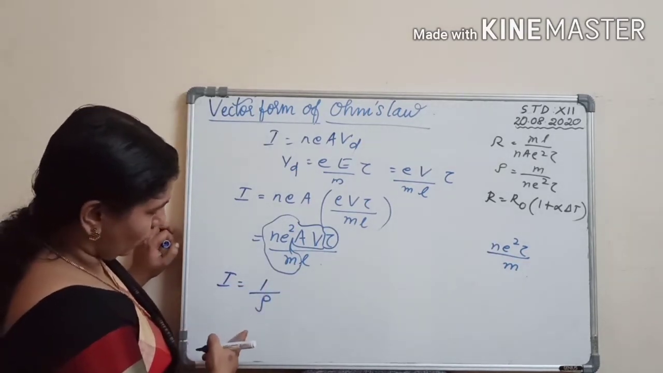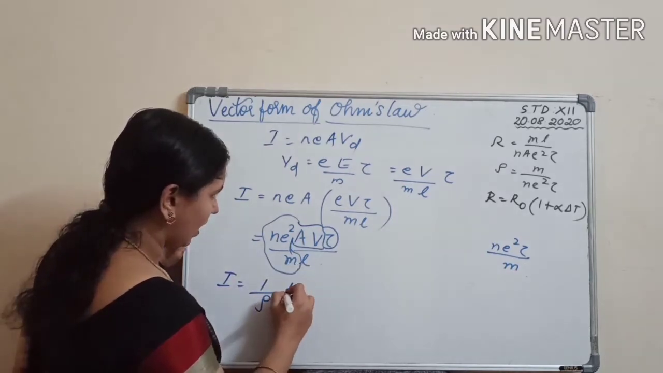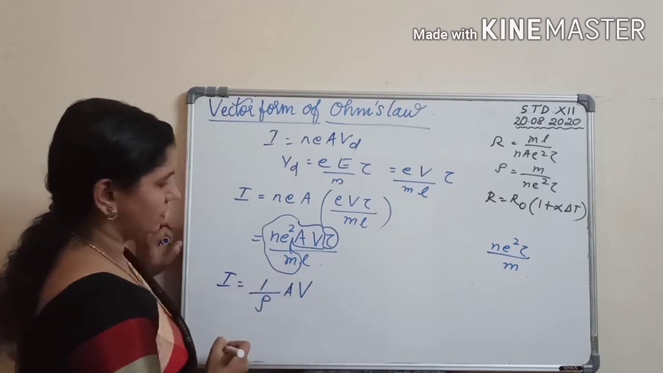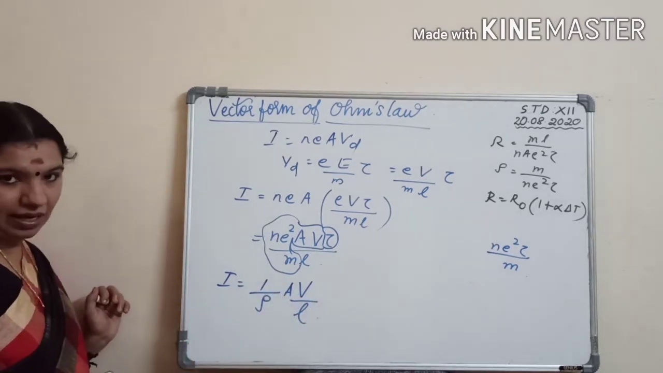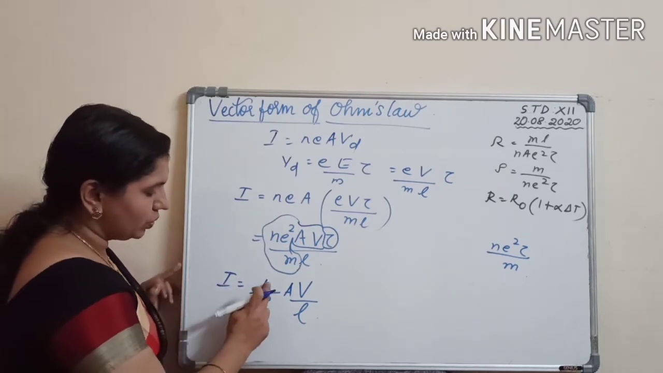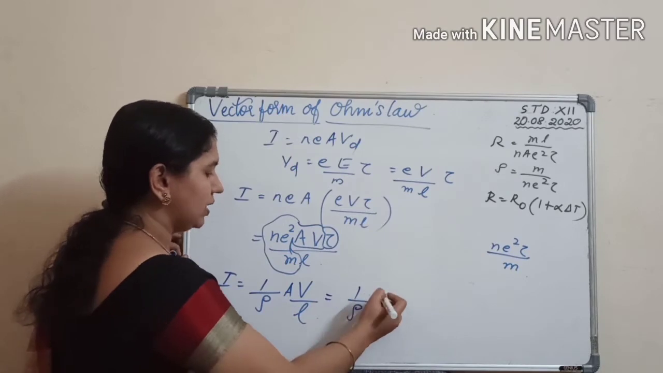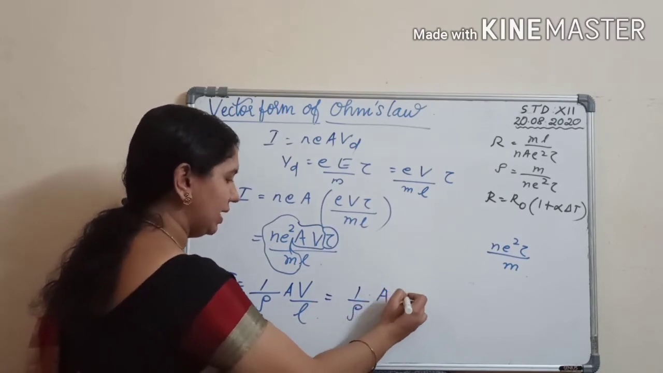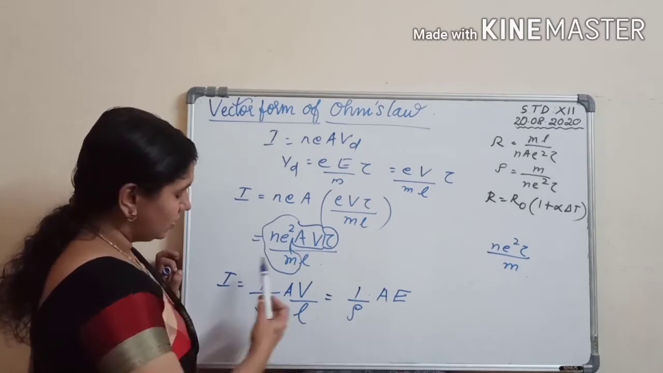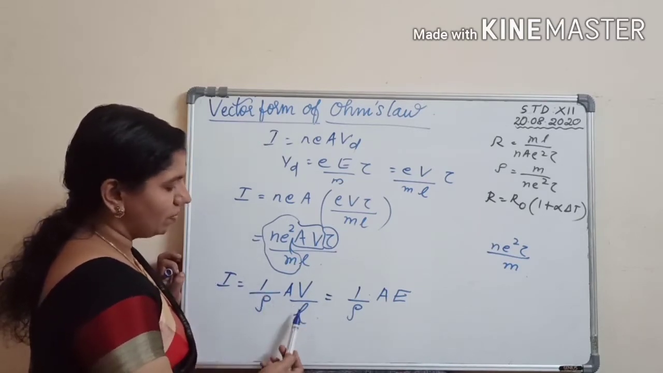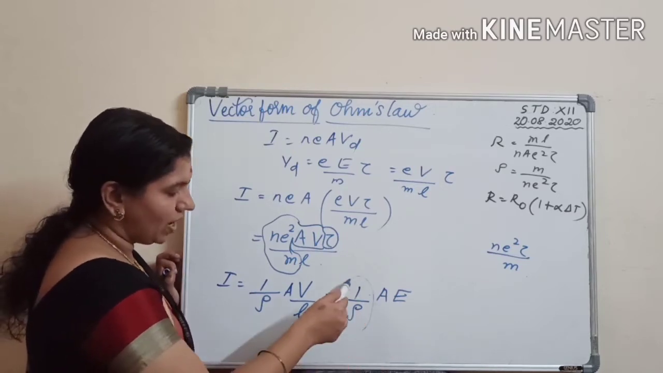1 by rho into the rest of the terms, A and V by L, isn't it? Clear? So I is equal to 1 by rho A V by L, or 1 by rho A into E. Both are the same because V by L is E. Understand?